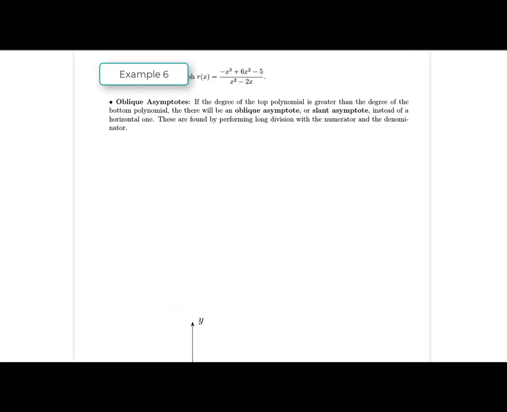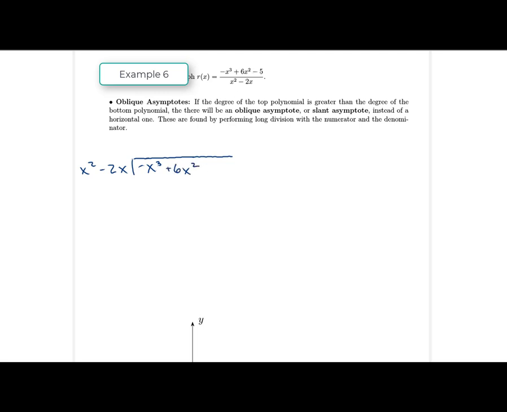Okay, but what happens when we end up with the degree on top being higher than the degree on the bottom? The answer is we go back to a concept we've already learned, which is long division. And the reason that we're going to do long division is because it'll be a way for us to re-express the way this function looks. Okay, and maybe that'll help us to understand how this thing is going to look in a different way.